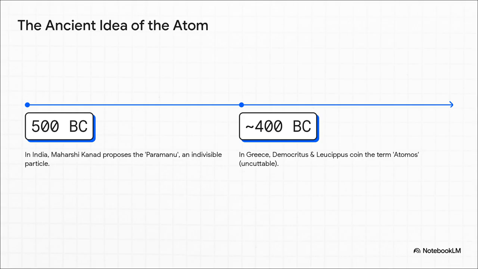And the craziest part, different cultures, thousands of miles and hundreds of years apart, came up with almost the exact same idea. Way back in ancient India, a philosopher named Maharshi Kanad talked about Parma Manu. Then, over in ancient Greece, you had Democritus and Leucippus talking about atomos. Both of these words mean the same thing, uncuttable or indivisible.